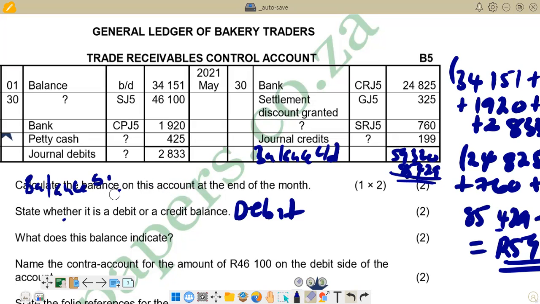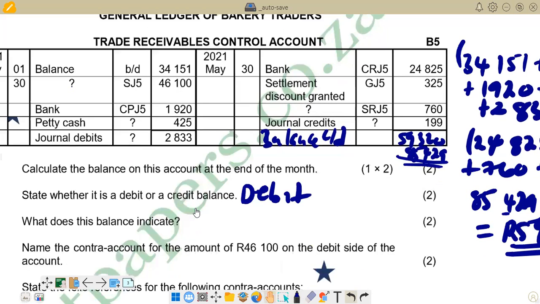So that's how we are supposed to respond on that one. Then you go to the next one. The next question now is saying, what does this balance indicate? What does this balance indicate?